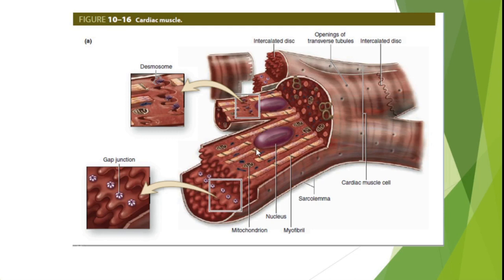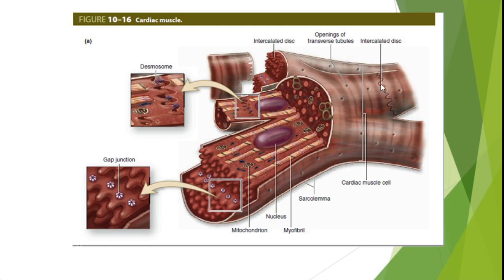Next, aside from that, each cell is joined end-to-end by a surface specialization called the intercalated disc. So, the intercalated disc is the boundary line, no? It joins each muscle cell in our cardiac muscle tissue. Okay? This is distinct, no? This is our marker for cardiac muscle: the presence of intercalated discs.